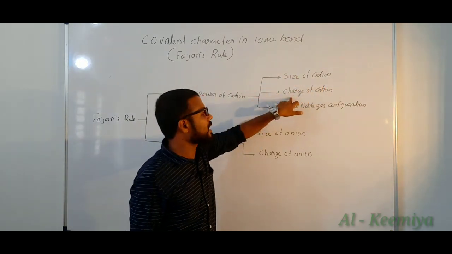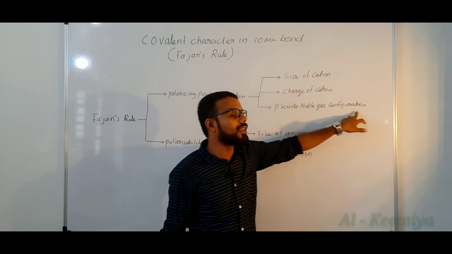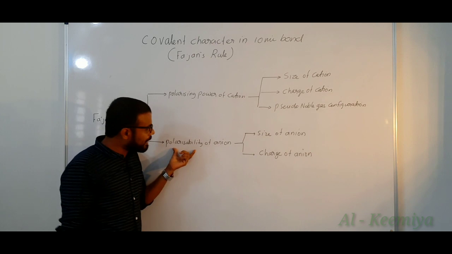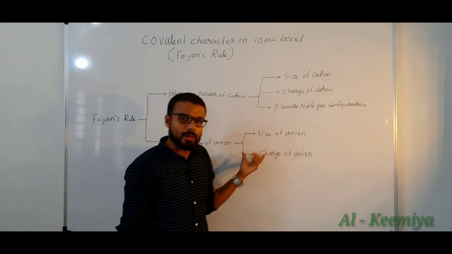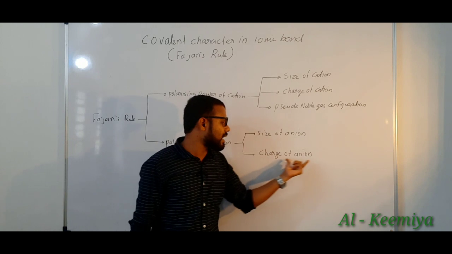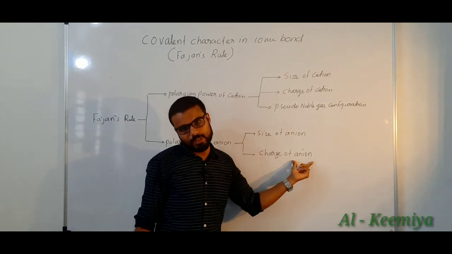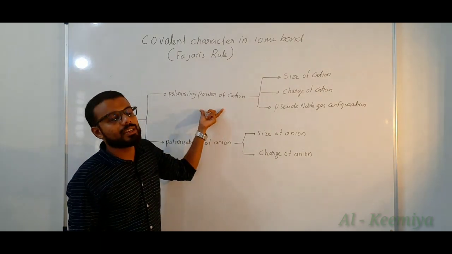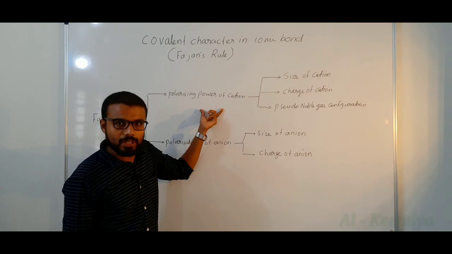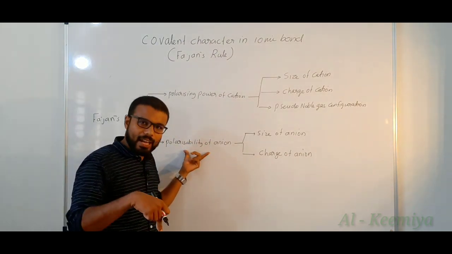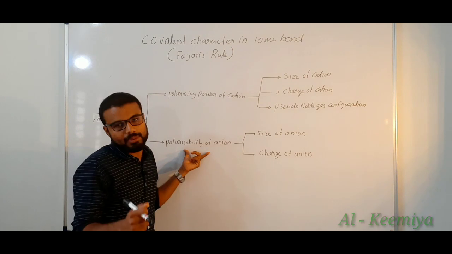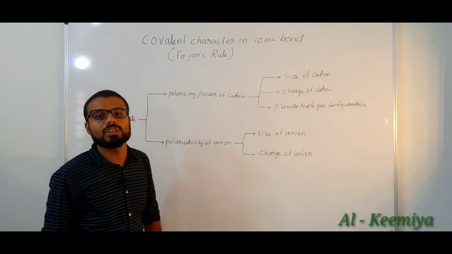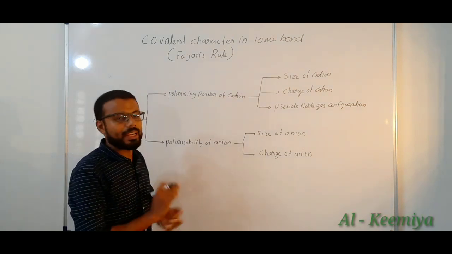Size of cation, charge of cation and pseudo noble gas configuration of cation. We will discuss one by one. Now the polarizability of anion also depends on two factors: size of anion and charge of anion. Okay, so higher the polarizing power of cation, higher will be the covalent character of an ionic bond. Higher the polarizability of an anion, that means the anion is very easy to get polarized, then also the covalent character of ionic bond will be very high. Okay, so we can discuss one by one.